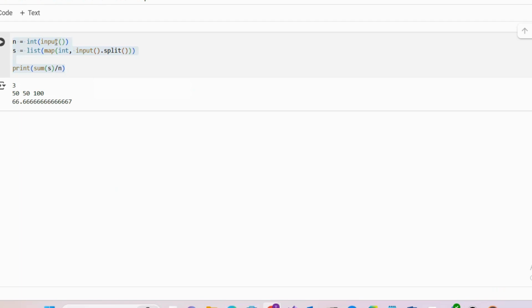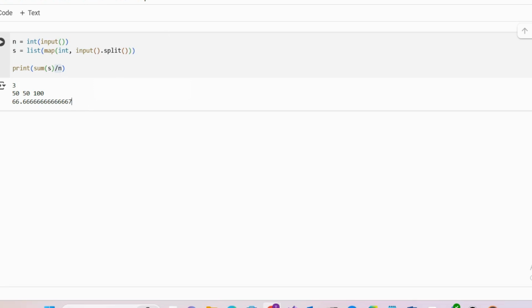n equals int of input. This reads the number of drinks. s equals list of map int, input split. This reads the percentages as a list of integers. Sum of s divided by n computes the total sum and divides by n to find the average.